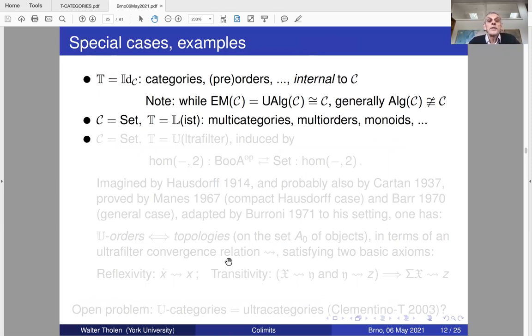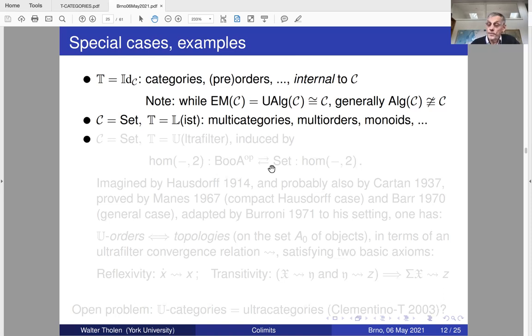So special cases, of course, are internal structures, internal categories, internal orders. Nothing new when you do the Eilenberg-Moore category, but beware if you take the naked, unstructured algebras. These will be objects with an endomorphism, so that's not the same as C. You get the multi-categories, in this case for the Lisp monad, multi-orders, monoids.